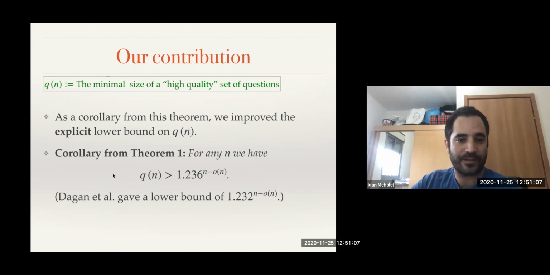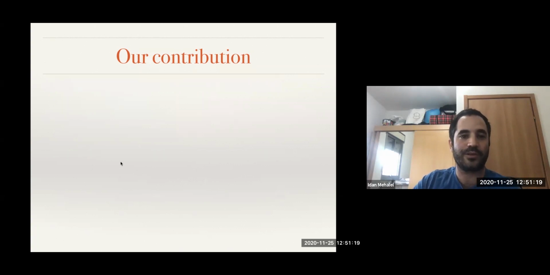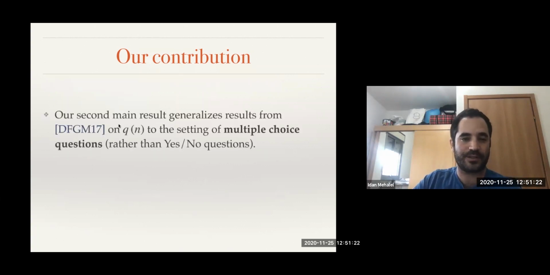And we also have a second main result, which I will only state. Any questions about results so far? Okay, so we also have a second main result, which again, I will just state and I will not elaborate further. So we generalize results from DFGM 17, which is the 20 simple questions paper on Q of n, to the setting of multiple choice questions.